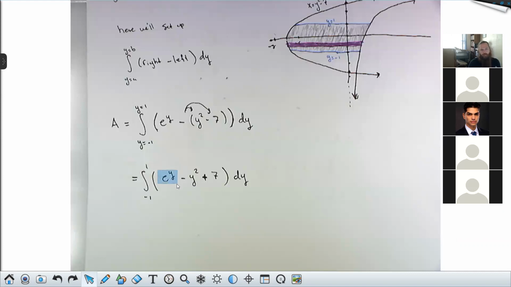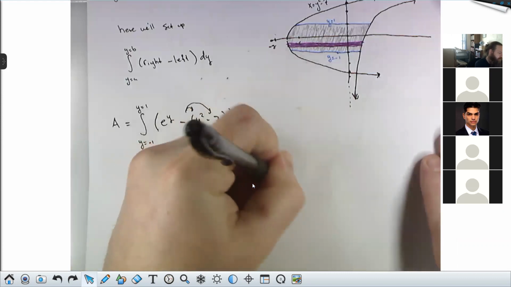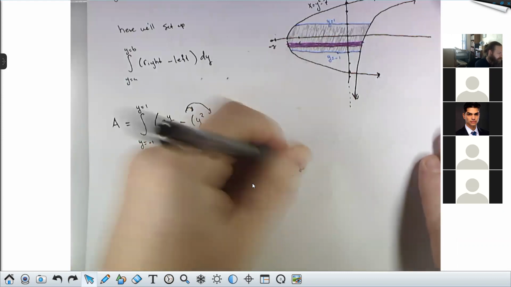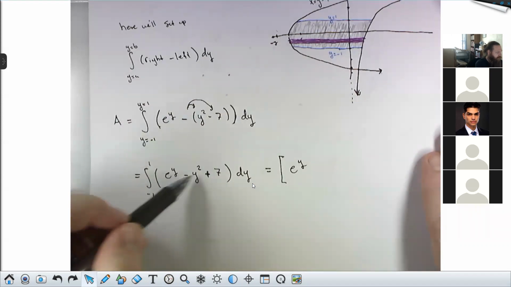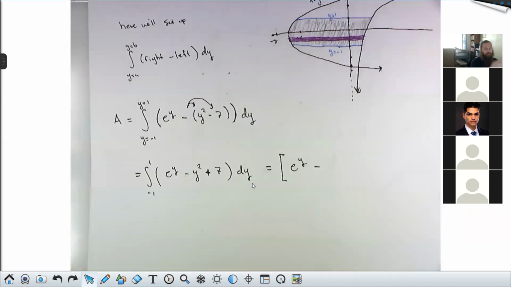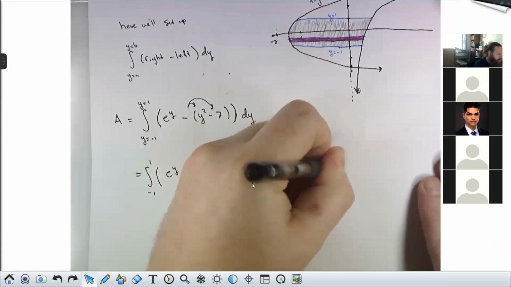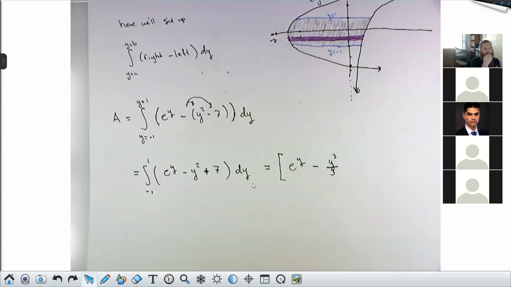So again, what is our antiderivative for e to the y here? Remember, we're working dy. E to the y. Very good. So I'll put it over here. And then I'll have minus an antiderivative for y squared. What is an antiderivative for y squared? 1/3 y cubed, or y cubed over 3. You can write it either way.